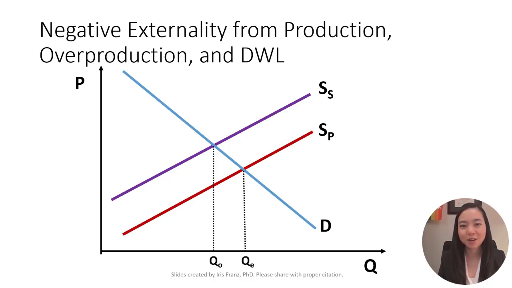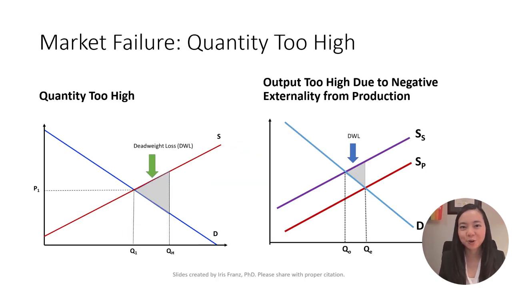As our equilibrium quantity is greater than the optimal quantity, deadweight loss occurs. The shaded triangle is the deadweight loss. Recall from the chapter on market efficiency, where deadweight loss occurs with overproduction. This is exactly what happens with negative externality from production.